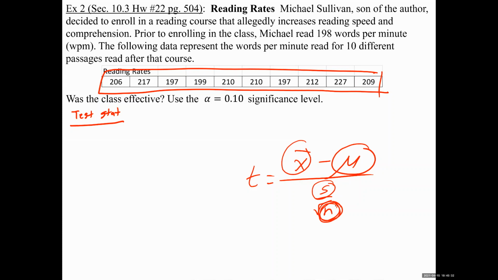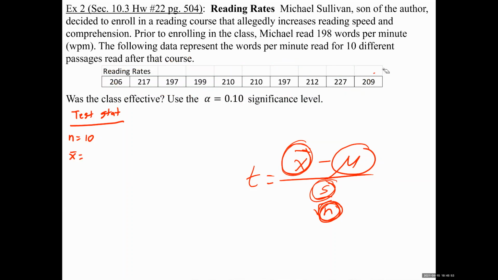Well, n is 10 because there's 10 numbers. We got to find the average of these 10 numbers, and we got to find the standard deviation of these 10 numbers. Okay, so the test statistic part is where you deal with the sample. So let me go ahead and write these down. Let's start with n. N is 10. Then I want to know x bar. The way you find x bar, the average of these numbers, is you add them all up and you divide by 10 because there's 10 of them.